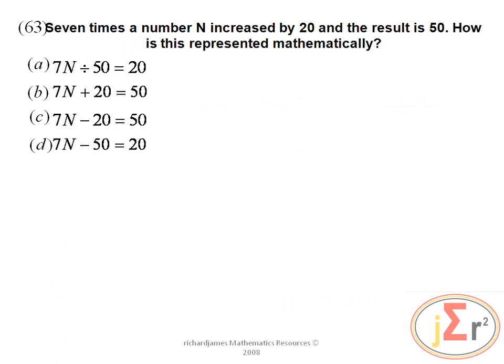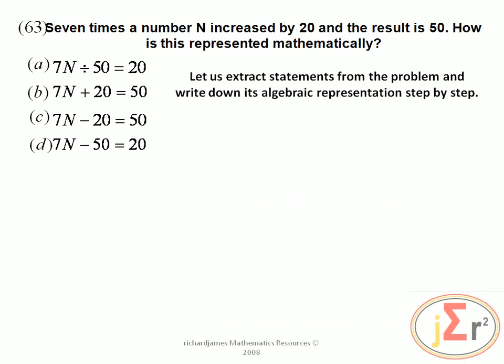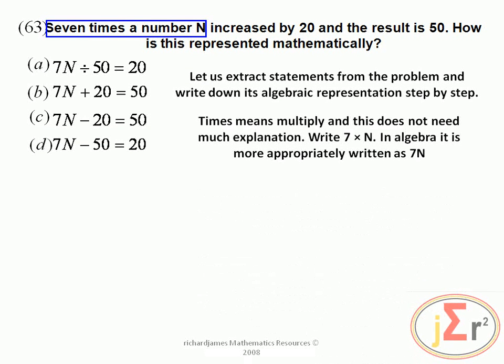Seven times a number n increased by 20, and the result is 50. How is this represented mathematically? Let us extract statements from the problem and write down its algebraic representation step by step. 7 times a number n. 7 times means multiply, and this does not need much explanation. Write 7 multiplied by n in algebra. It is more appropriately written as 7n.